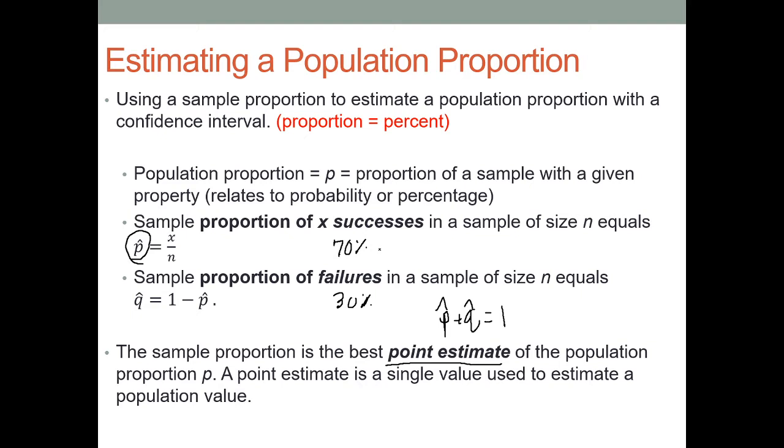So if I surveyed 100 Illinois residents, and I found that 70% of them own a home, and that's the best I could do, is get 100 of them. Well, that means that if somebody were to ask me what percent of Illinoisans own a home, I would say 70%. That's my best guess. Now, is it exactly 70%?